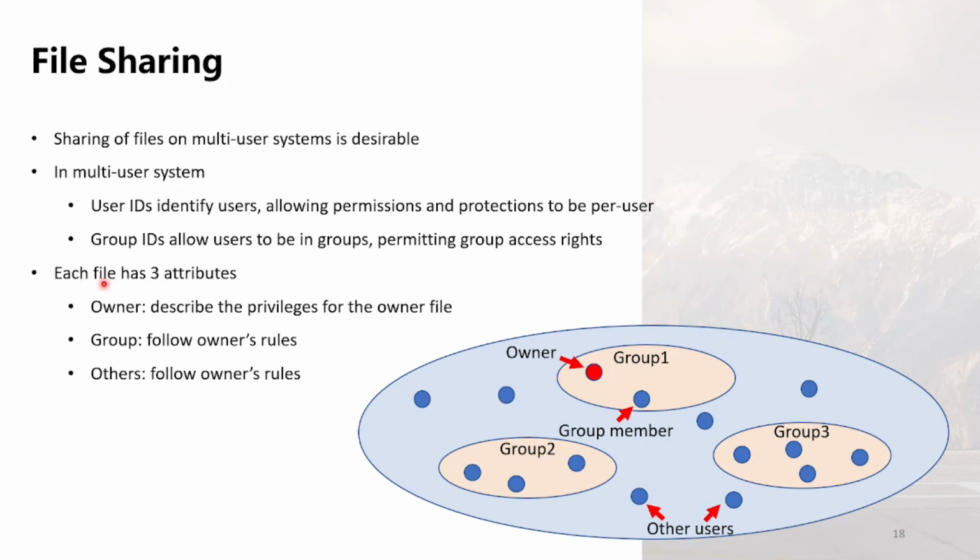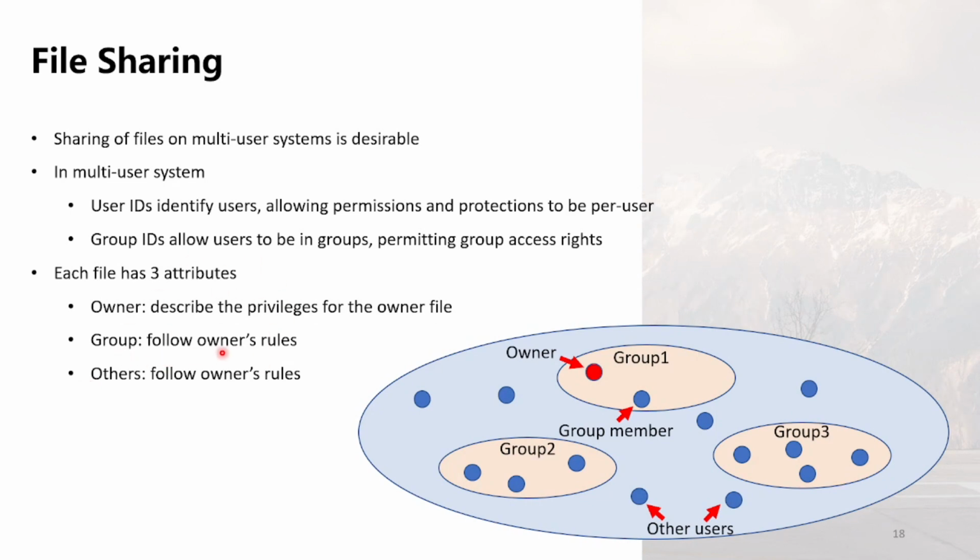Here, every file within such a system has three main attributes concerning access: the owner, who is typically the creator of the file and has the authority to set permissions for the file; the group, which refers to the set of users, maybe the same group as the file owner, maybe not; and others, which represents the rest of the users in the system, who do not fall into the first two types.